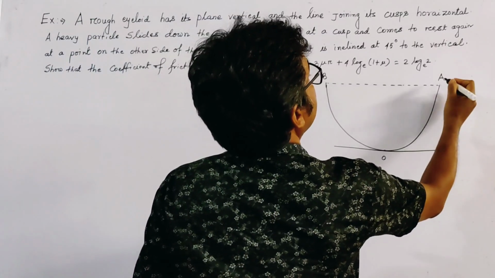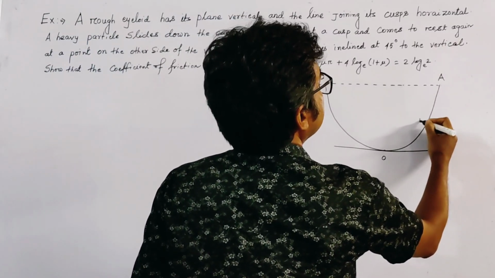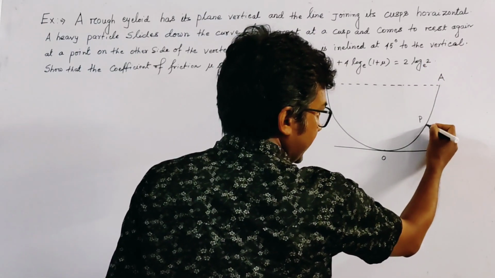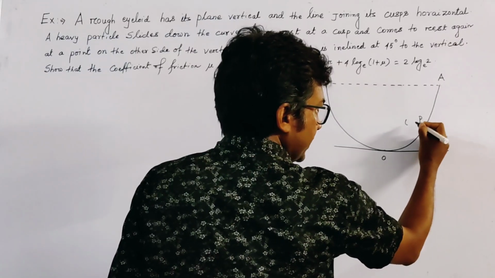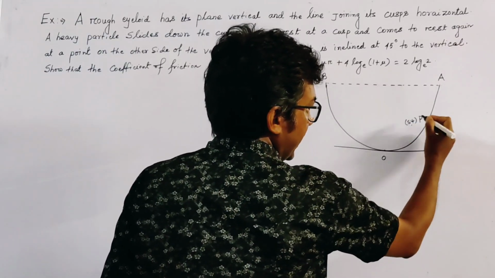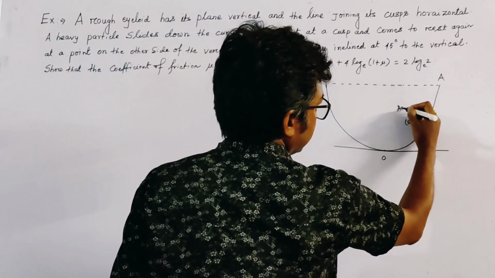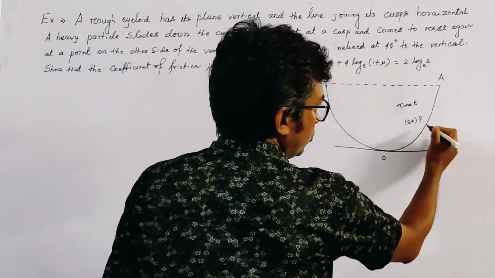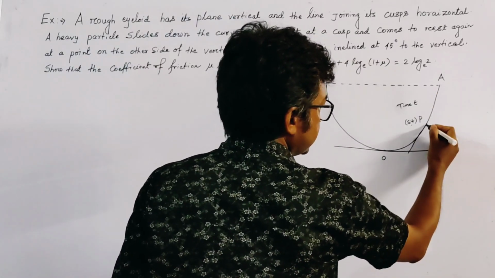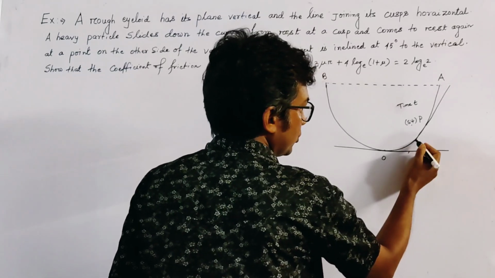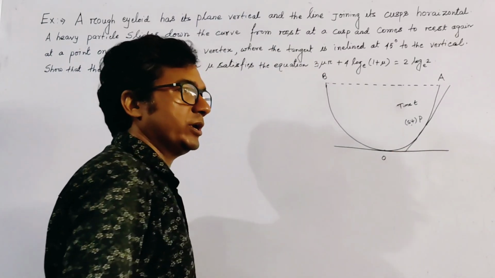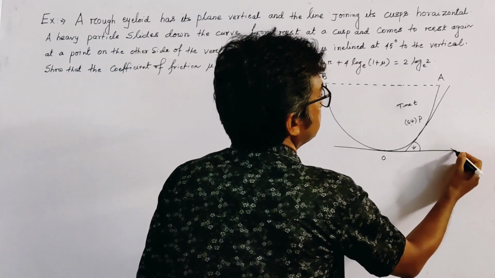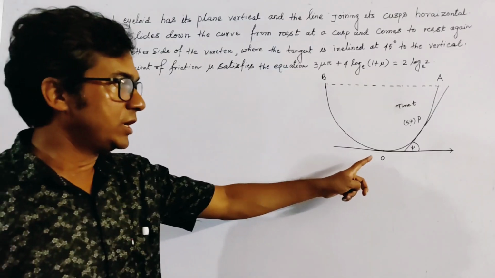And let at any point P, the particle slides from rest from the point A, and let at any point P the coordinate of P be s, psi at any time t. And we draw a tangent at P. This is the tangent we draw from the point P of the cycloid. Let it make angle psi with the positive direction of the tangent to the vertex.